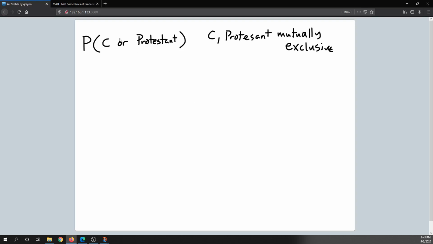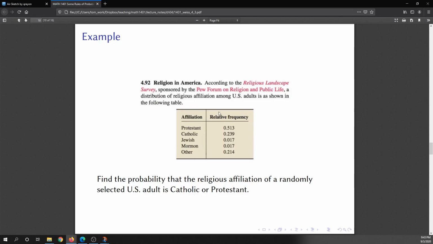So since these events are mutually exclusive, we can use the special addition rule. The special addition rule says that's just going to equal the probability that a randomly selected person is Catholic plus the probability that a randomly selected person is a Protestant. All right, and so now we're just going to go back and look at those and see what we can come up with. All right, so here they give a relative frequency, and so these are going to be probabilities.